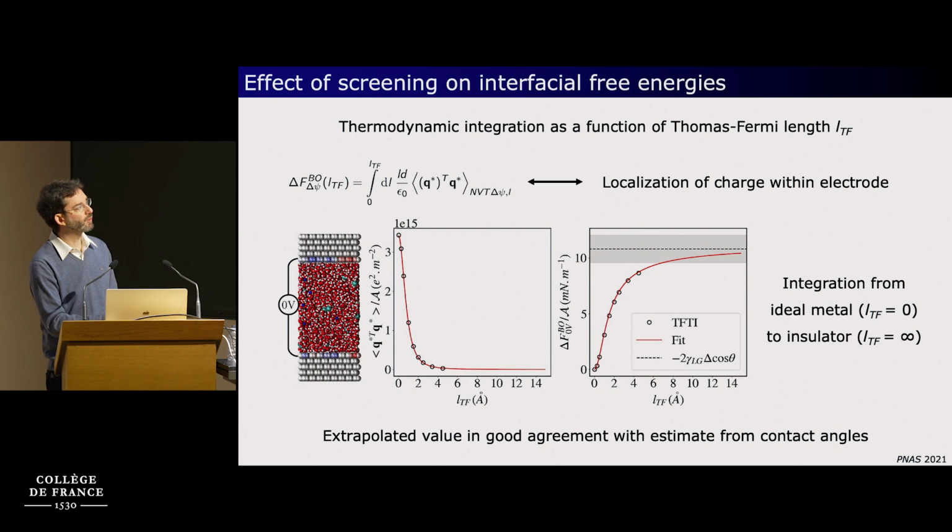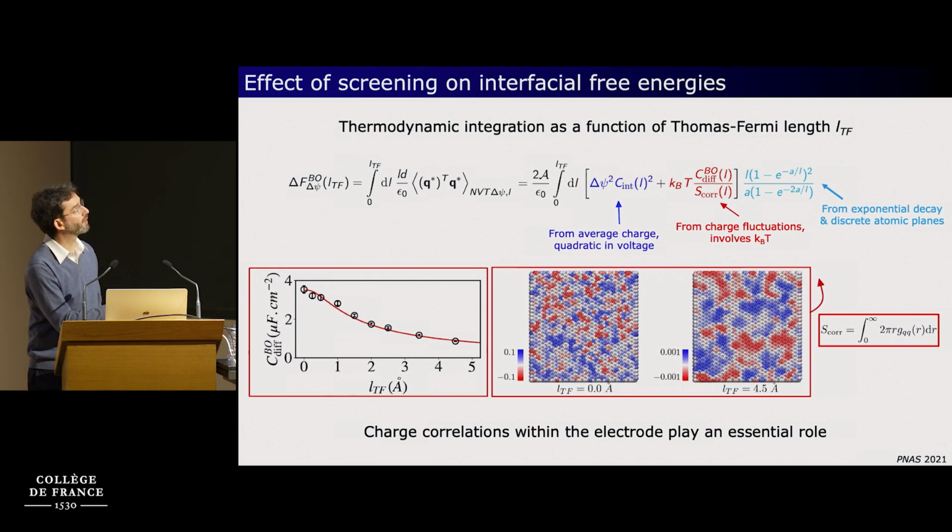But the important thing is that when you go from LTF equals 0, which corresponds to the perfect metal, to LTF equals infinity, which corresponds to the insulator case, we obtain an extrapolated value which is consistent with what we estimate from the contact angles, which is the dashed line here with the error bars as a shaded area. And what this formula tells you is that the interfacial free energy is related to how the charge is localized in the metal, and we could propose a model based on an expression for this local charge on each atom. So it contains several terms.